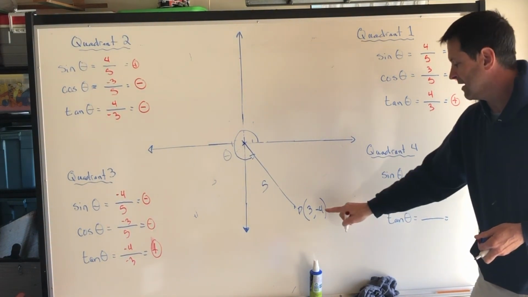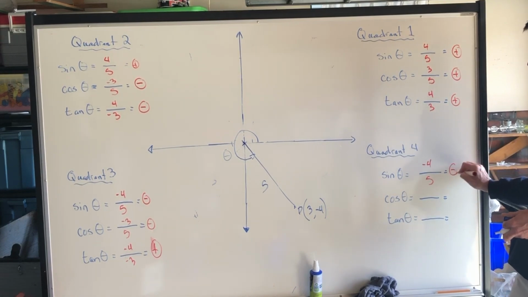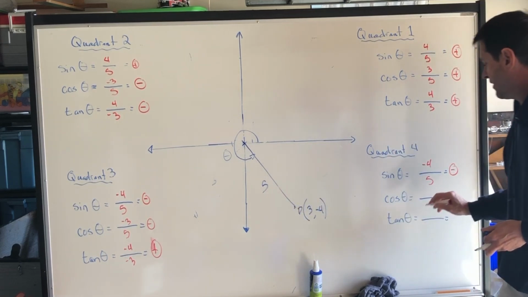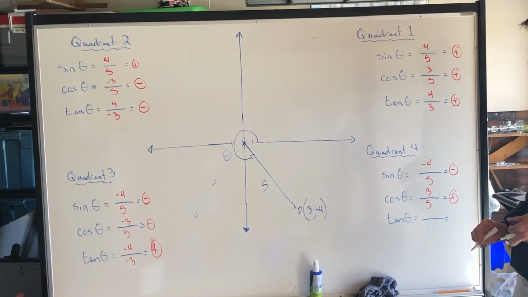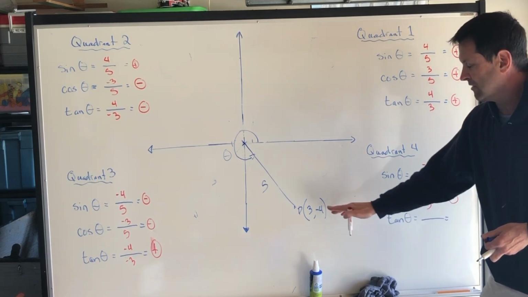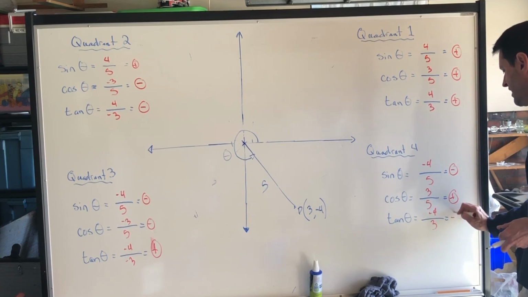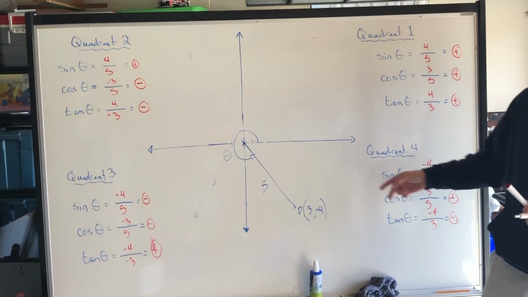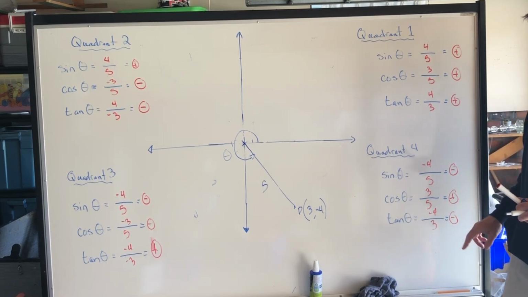The sine value, that's negative 4 over 5. Negative 4 over 5, that's a negative value. The cosine value is positive 3 over positive 5. That's a positive value. And the tangent value, that's negative 4 over positive 3, which is a negative value. When the terminal arm is in quadrant 4, for the angle in standard position, the sine value is negative, the cosine value will be positive, and the tangent value will be negative.